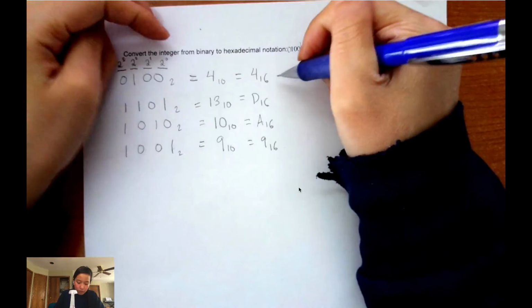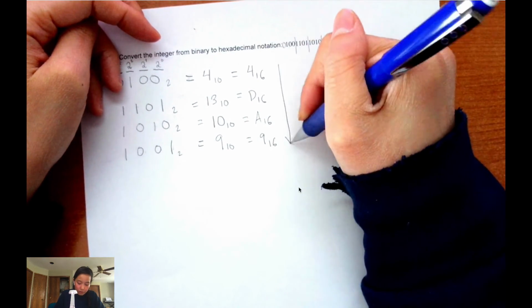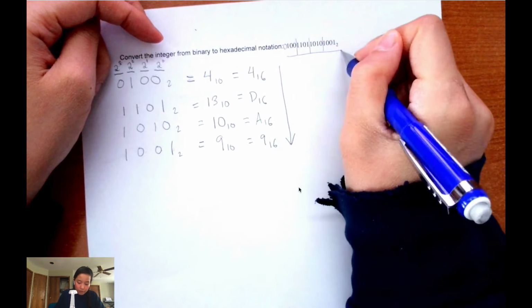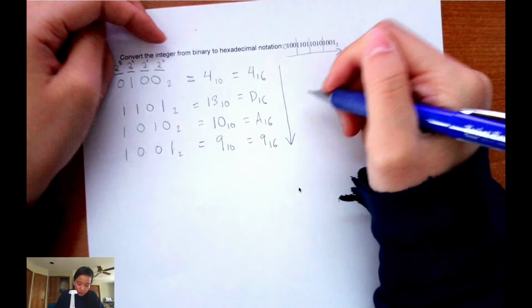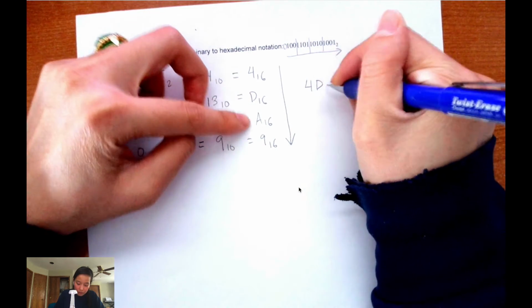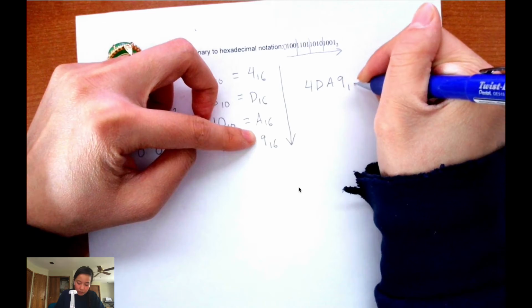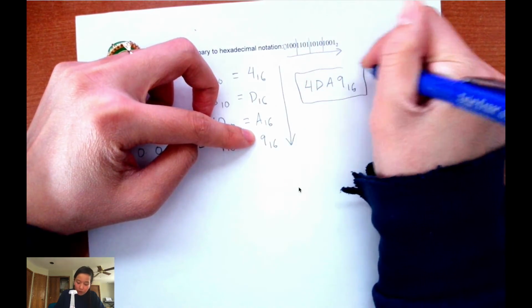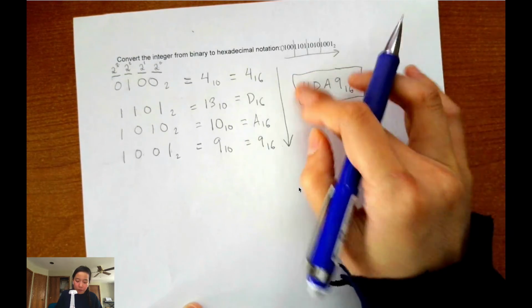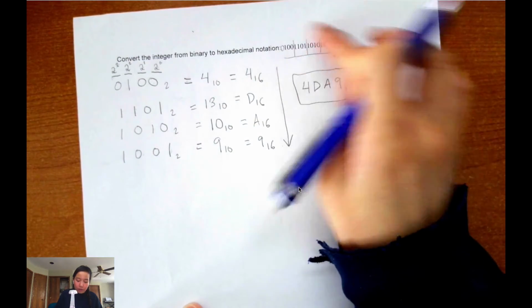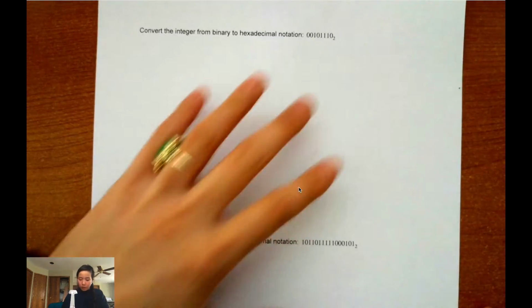So now, from top to bottom, left to right, you're going to write 4DA9 subscript 16, and voila. This right here is the hexadecimal notation of this binary number. Okay, let's do another one.